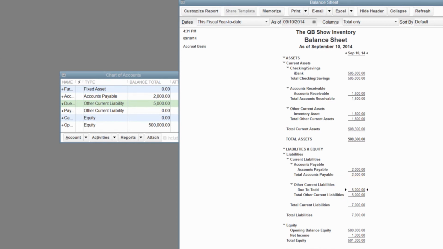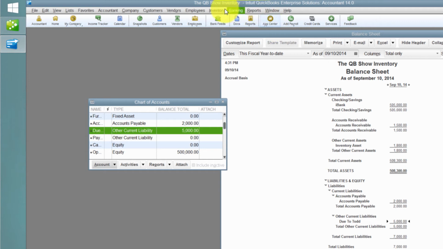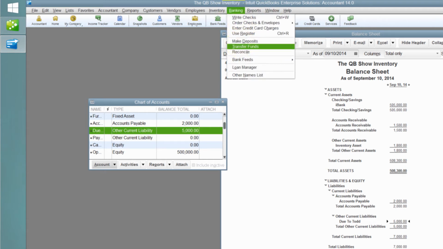Now, the next part, she says that he wrote a check from that bank account to transfer that $5,000 to our other business checking account. So that's easy. Banking, transfer funds.